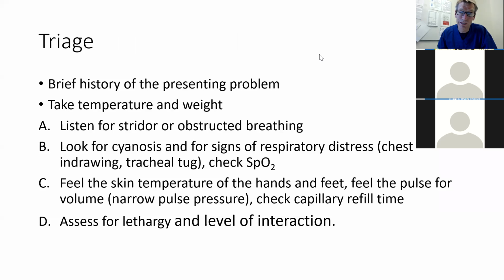Right? And so in the triage, we should do the same thing as what we always do, and that is take a brief history of the presenting problem, take the child's temperature and get the weight. And then all of the dengue warning signs or the signs of severe dengue are included in the triage in looking for emergency signs. So we should look for stridor or obstructed breathing. That's very uncommon in dengue, but that's part of standard triage.